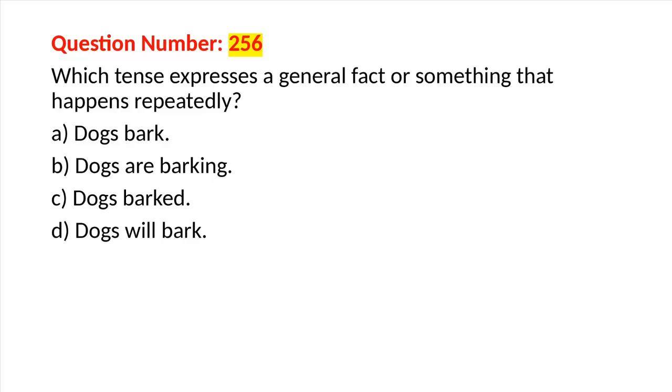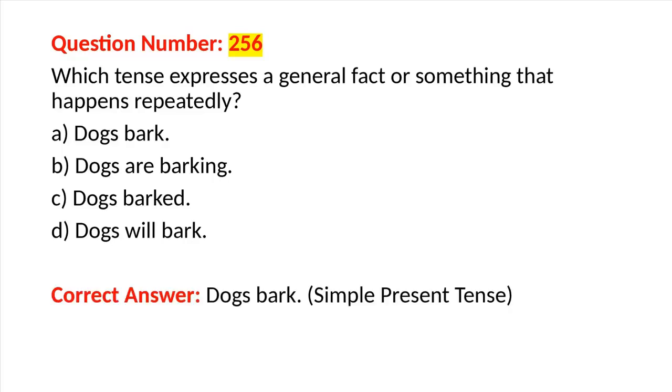Question number 256. Which tense expresses a general fact or something that happens repeatedly? A. Dogs bark. B. Dogs are barking. C. Dogs barked. D. Dogs will bark. Correct answer, dogs bark. Simple present tense.